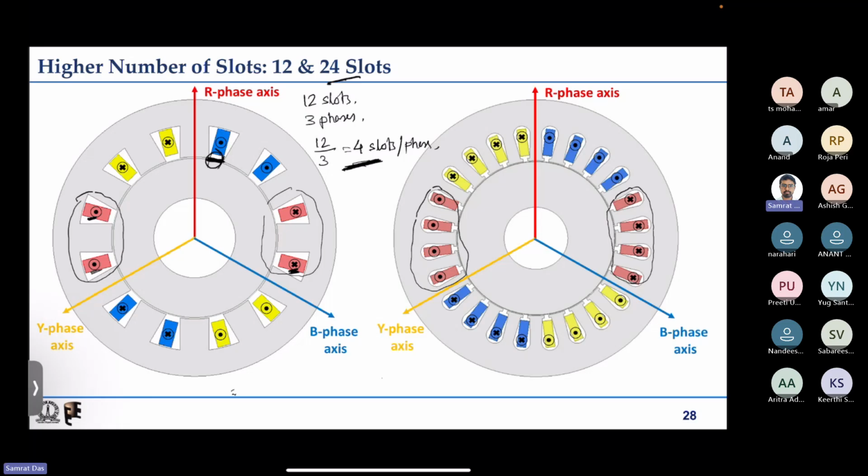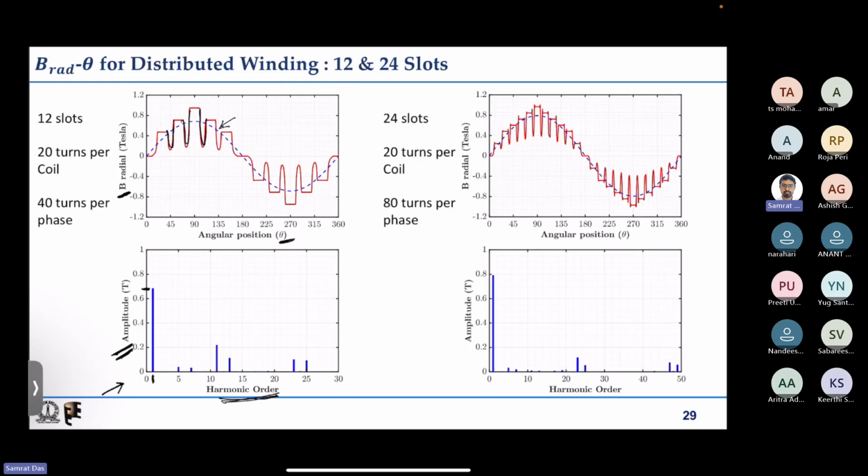And actually, if we go to the 24 slot case, then you can clearly see that we have many more notches. But overall, the fundamental component almost remains on the same scale, approximately the same value. Let us not focus on the fundamental component. Because we are increasing iron part in the slot, the fundamental flux density value will also go up a little. But focus on the harmonics. We are significantly reducing the harmonics.